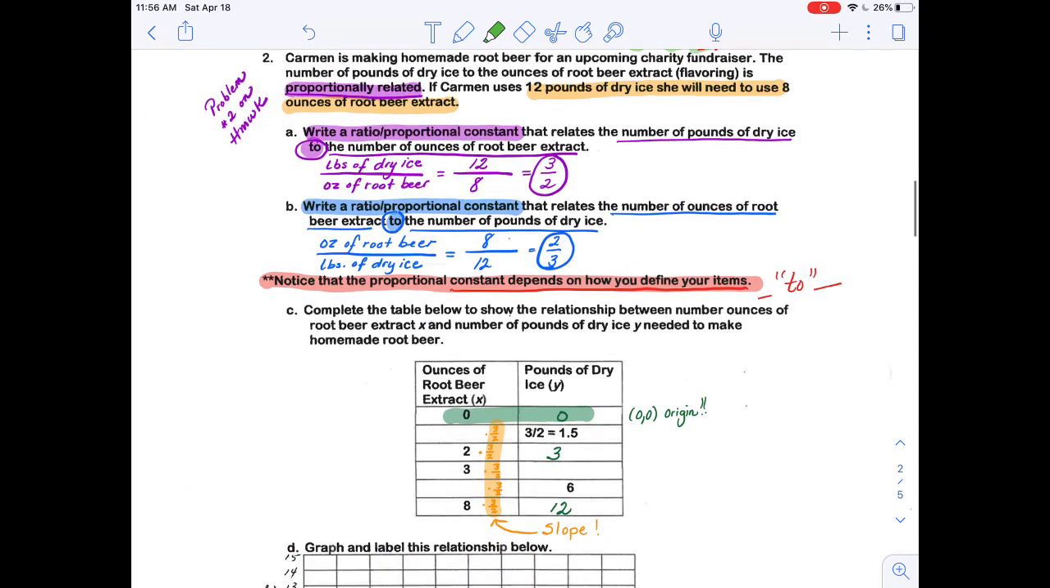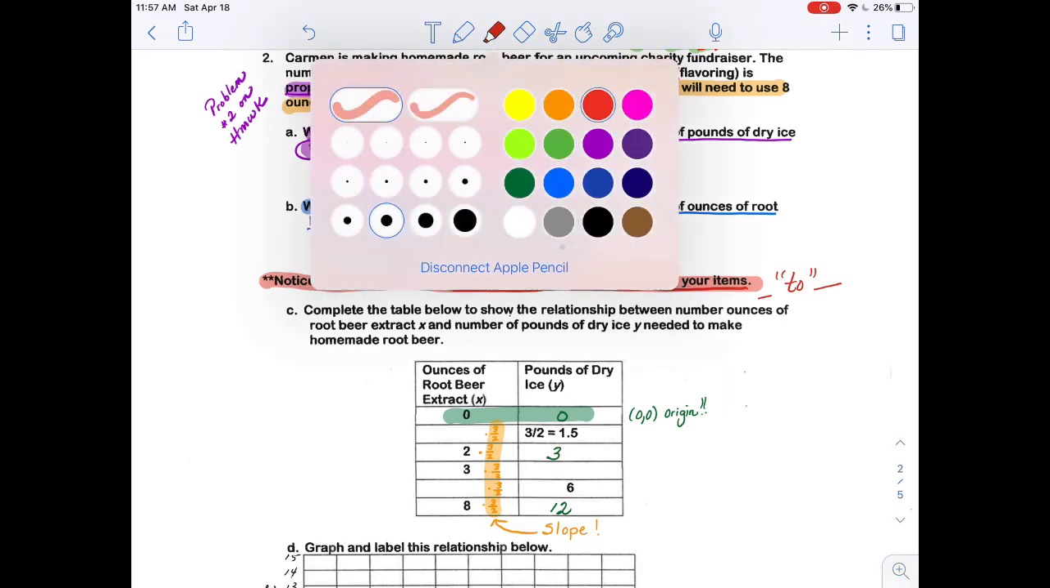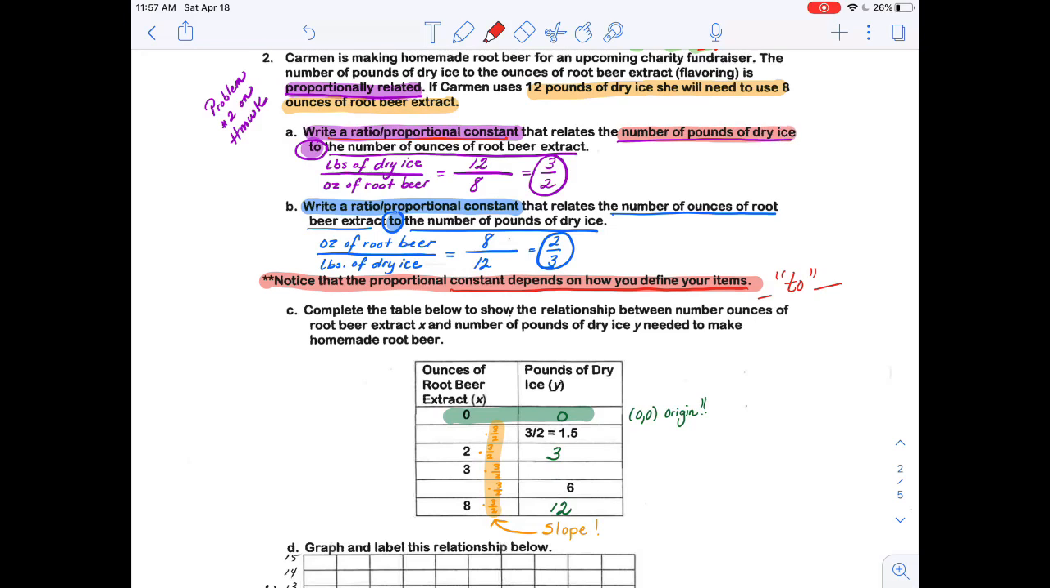So number 2, which is going to be like problem number 2 on your homework, is giving us another problem with dry ice and root beer. Now again, here it's asking for you to, let me get a different color, write a ratio for the proportional constant. And again, doesn't matter which is y or x, you have to look at the question they gave you. And the question that they're asking is the number of pounds of dry ice to the number of ounces of root beer. So again, that "to" right here is what you have to be very careful about.